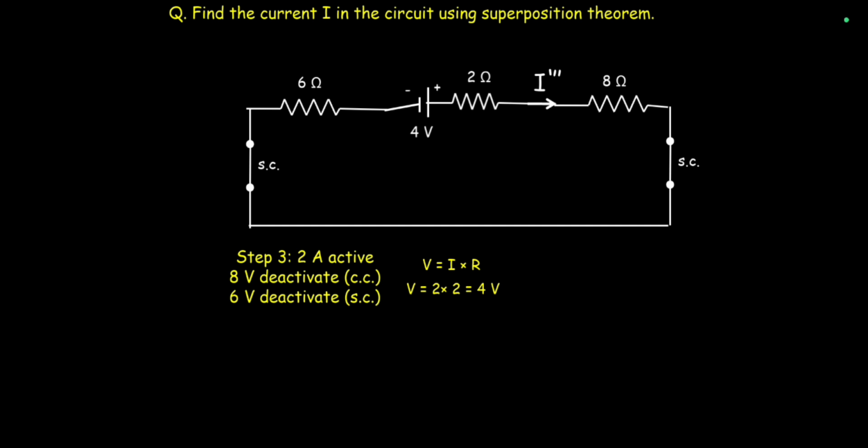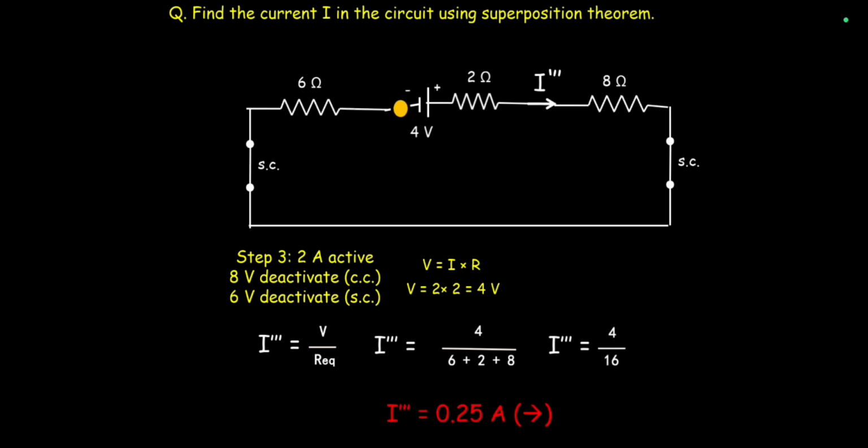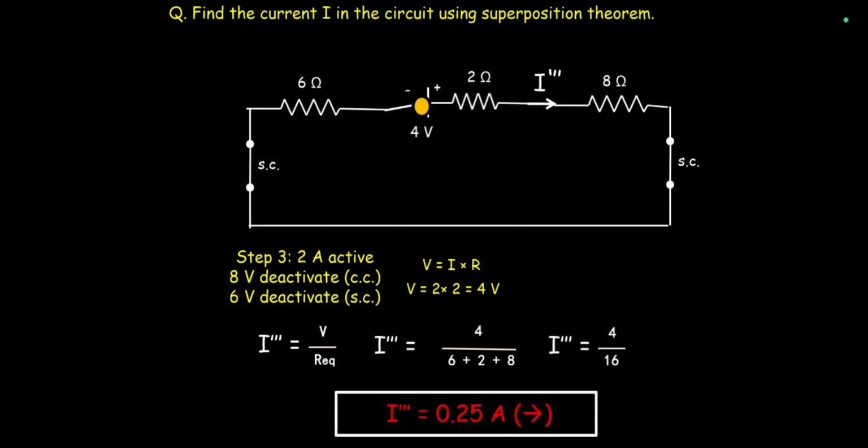Again we will find how current will flow in the circuit. Current will come from this positive terminal and flow like this. Again we can see that 2 ohm, 8 ohm and 6 ohm are connected in series. By using Ohm's law, I triple dash is equal to V upon Req, that is 4 upon 6 plus 2 plus 8, that is 4 by 16. So I triple dash is 0.25 ampere and the direction of this current is from left to right. So we got I triple dash. In 3 steps, we got I dash, I double dash and I triple dash along with their directions.